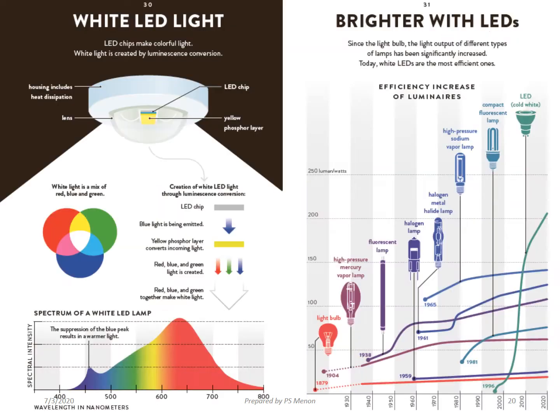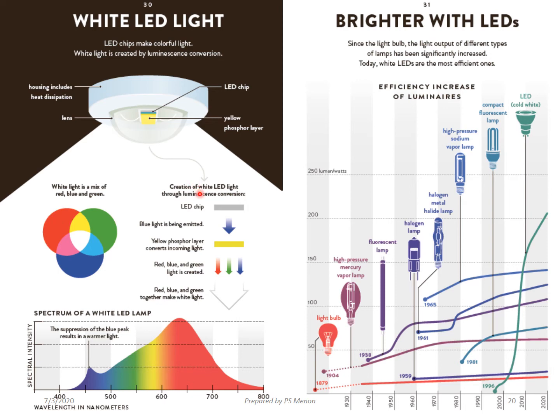Light. White LED light, they make colorful light, and it can be created by luminescence conversion. So you have the LED light here, a housing for heat dissipation, and this is the lens so that the light does not reflect back into the layer, and you have the phosphor layer over here. White light is a mix of red, blue and also green.